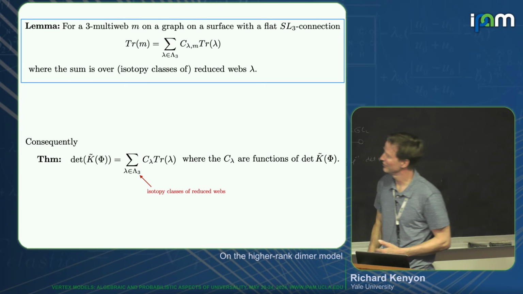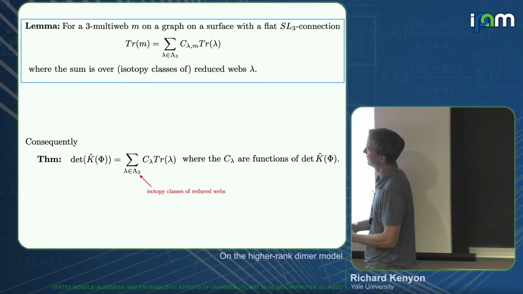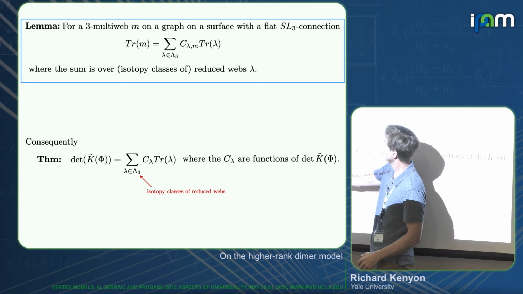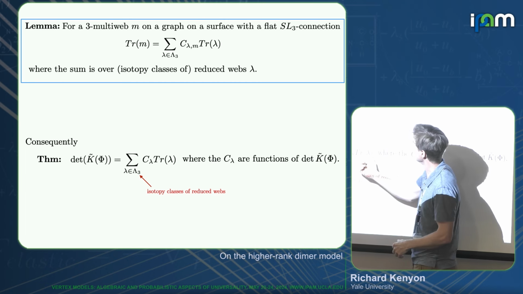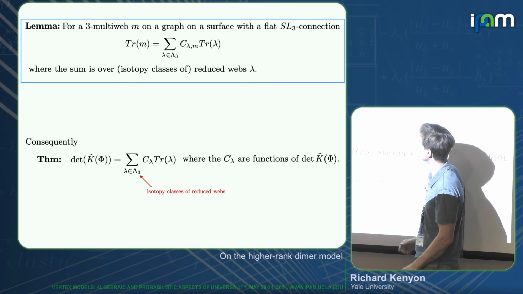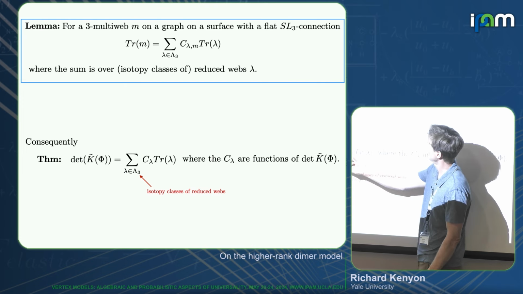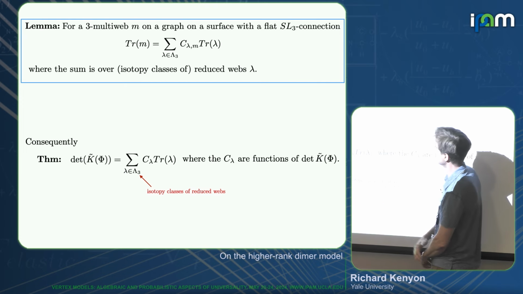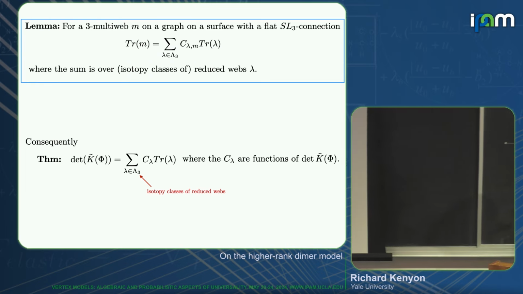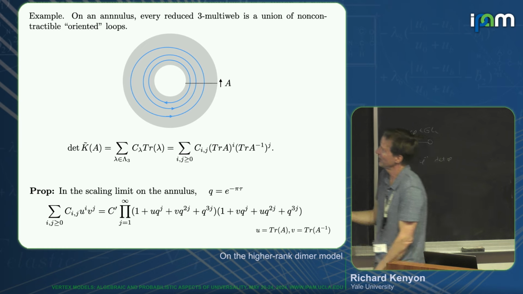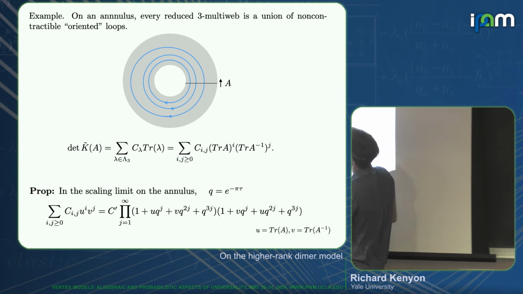well, we can do what we did for the double dimer model. When we take the determinant of K, this is a sum over all traces of all multi-webs. Now we can rewrite this as a sum over reduced webs with some coefficients. And then we can ask what these coefficients are as a function of the graph. I don't know, maybe that was too fast, but here's an application again to our annulus.